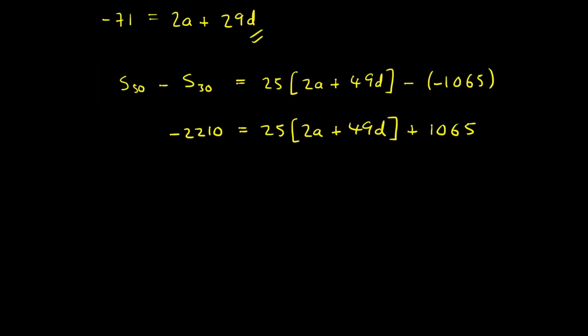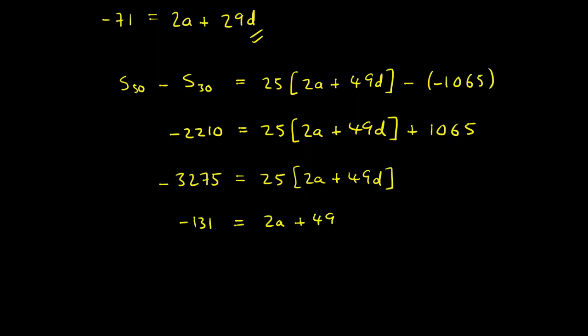So I've got to do 2210, or sorry, negative 2210 minus 1065. And if I do that, I get 3275. So 3275 is equal to 25 bracket 2a plus 49d. And I'm going to divide that through by 25. Sorry, that should be a negative there, beg your pardon. So that will give me negative 131 is equal to 2a plus 49d.